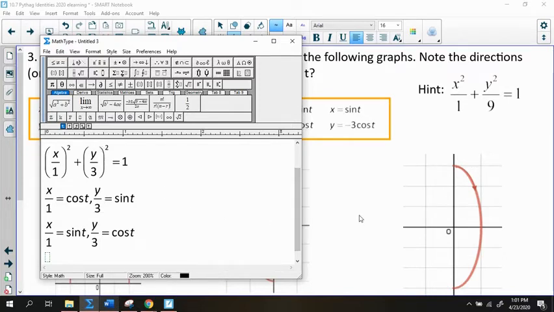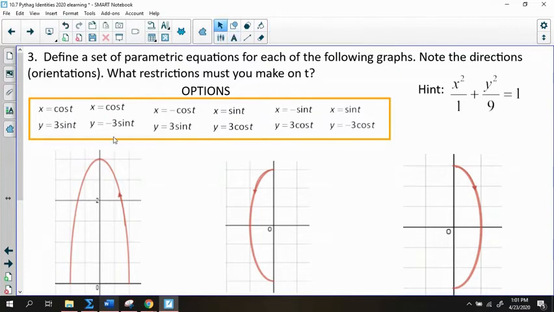Okay, so then we have to figure out which is the best choice. So this was the first set I told you: x is cosine, y is 3 sine. And then here was the second one I was just talking about. And then we have these options that could put negatives in there. So you kind of have to pick which one you like depending on the direction, and then pick a starting point, which might mean you need to change the t values as well.